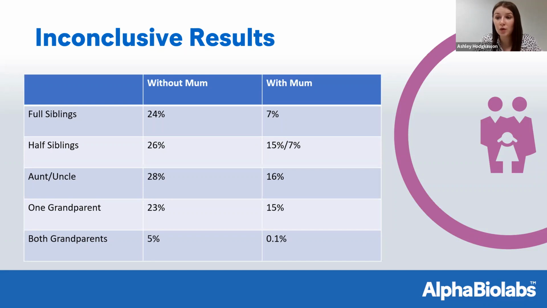And then if you can get both of the alleged father's parents and mum to provide a sample, you only run a 0.1% risk of an inconclusive result in those cases. So you can see how much mum helps out in those scenarios. So in an ideal world, dad, the alleged father, would be available for testing, and he would be our first option. If he isn't available, we would then look to his parents to provide samples, if not potential siblings. And then realistically speaking, aunts and uncles would be our last port of call, just due to the inconclusive rate.